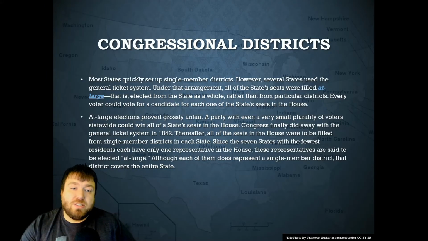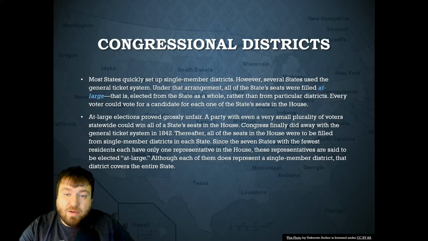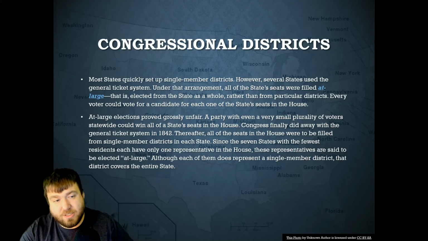Most states quickly set up single-member districts. However, several states use the general ticket system. Under that arrangement, all of the state seats were filled at large. That is, elected from the state as a whole rather than from particular districts. Every voter could vote for a candidate for each one of the state seats in the House. Some states do it that way.